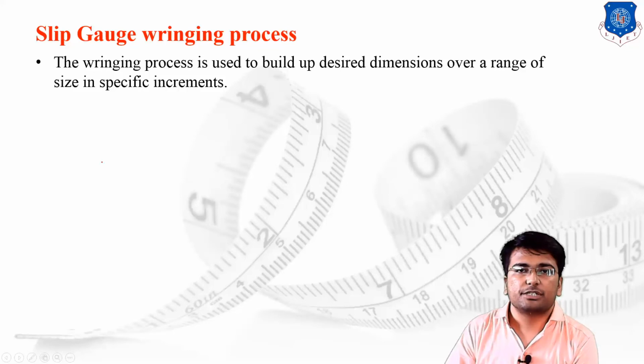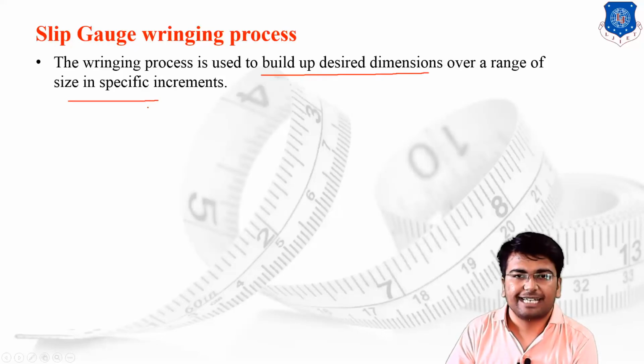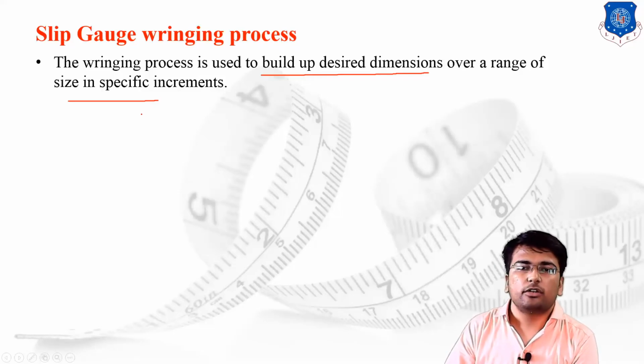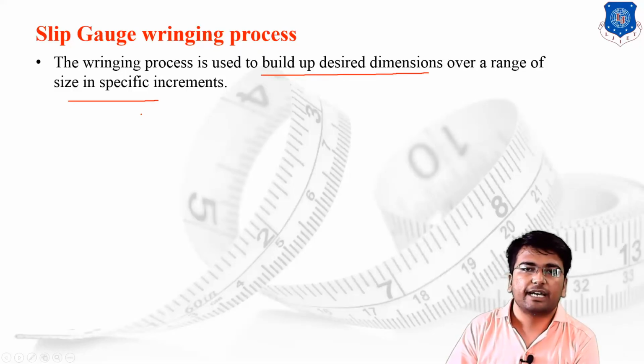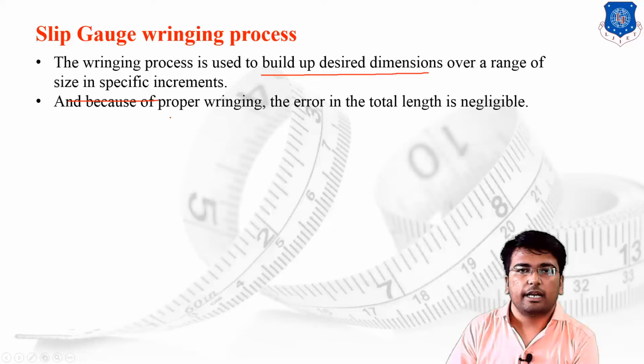The ringing process is used to build up the desired dimension over the range of sizes in specific increments, as I have told you, like 10 plus 2 plus 0.5. So 10, 2 and 0.5 are available in my range, but exactly 12.5 may or may not be available within the box of the slip gauges. So we use different combinations of the slip gauges and make a proper arrangement for the slip gauge setup. And because of this proper ringing process, the error in the total length can be neglected.